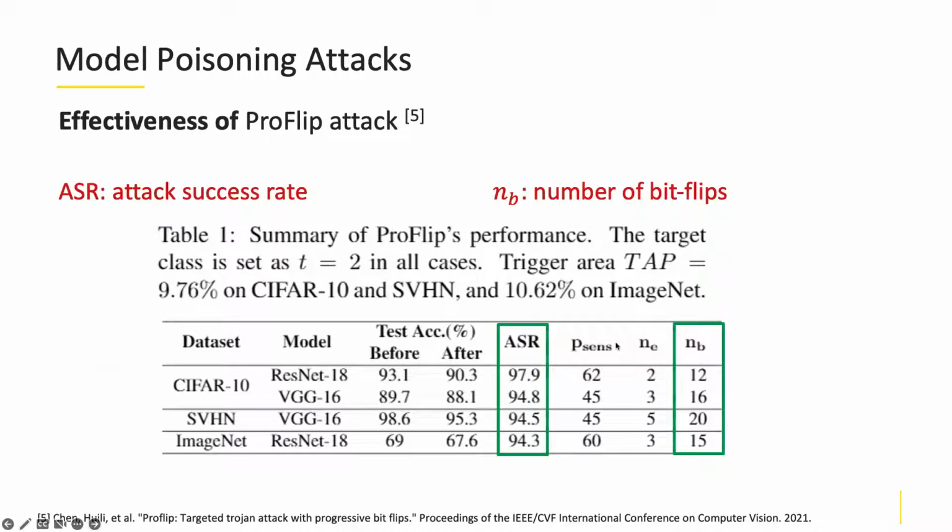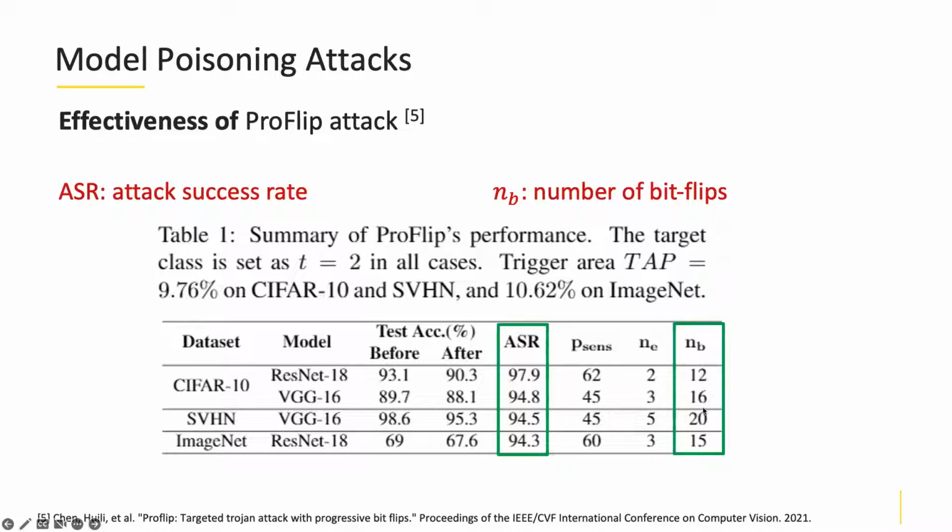Here I'll show the attack results on 4 benchmarks. Here ASR means the attack success rate, and the last column in the table means the number of bit flips identified by ProFlip to inject the backdoor. We can see that this bit flip attack can achieve above 94% attack success rate with at most 20 bit flips.